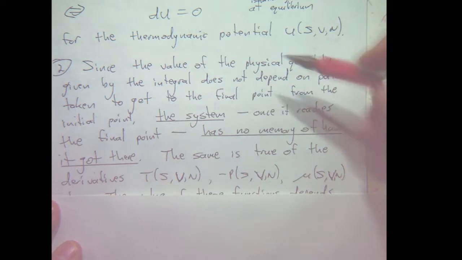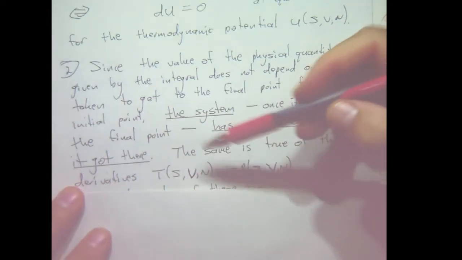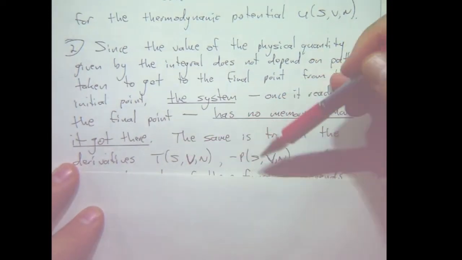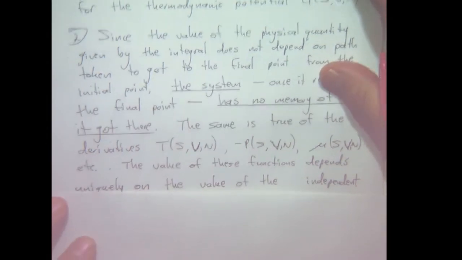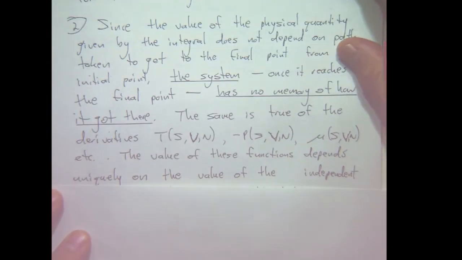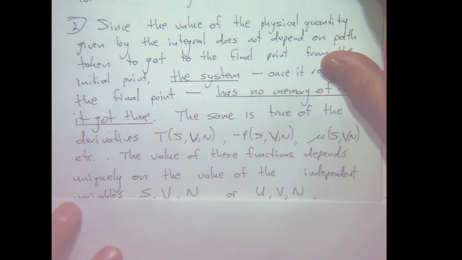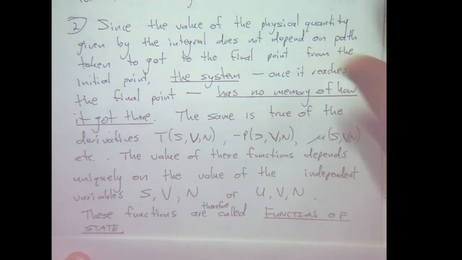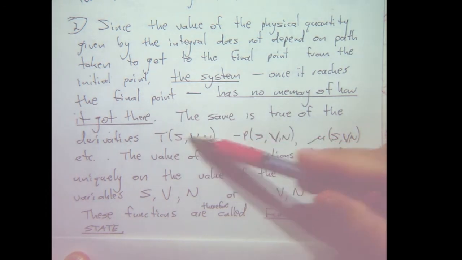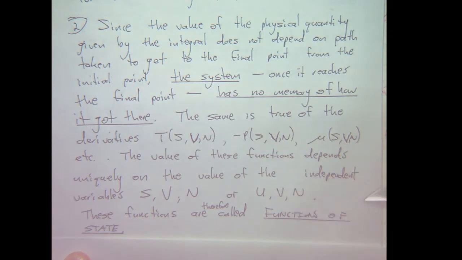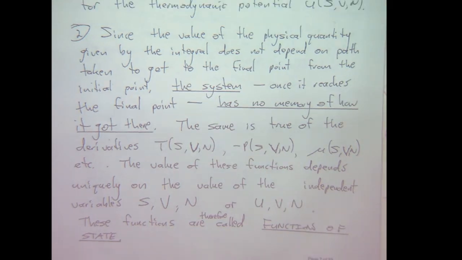Anyway, the same is true of the derivatives of the fundamental relation, basically the temperature, minus P, and mu. And so the values of these functions depend uniquely on the value of the independent variables SVN or UVN. So these functions are called functions of state. They depend only on the state, the triple SVN or the triple UVN, not on any other variables. No hidden variables.